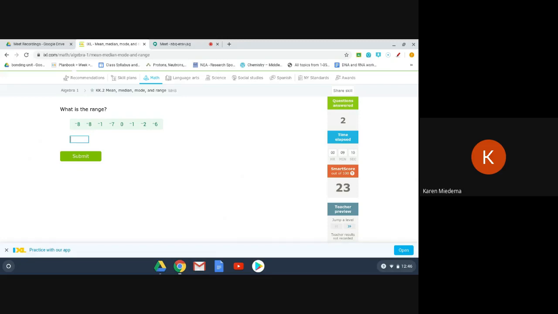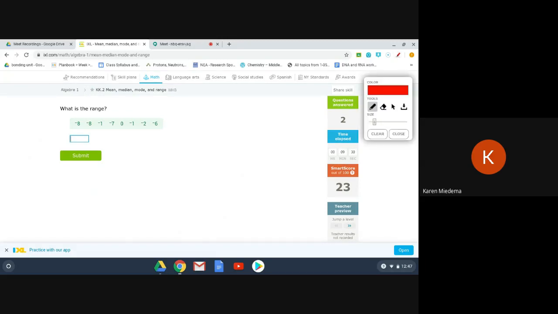So which one here is my largest data item? Well, I have a -8, -8, -1, -7, 0, -1, -2, and -6. I have a lot of negative numbers here. 0 is actually our largest value. 0 right here is our maximum value. And our smallest value looks like a -8. -8 is our minimum value.